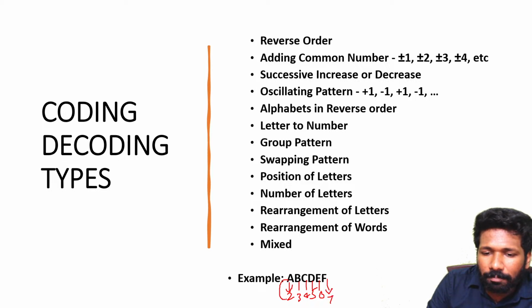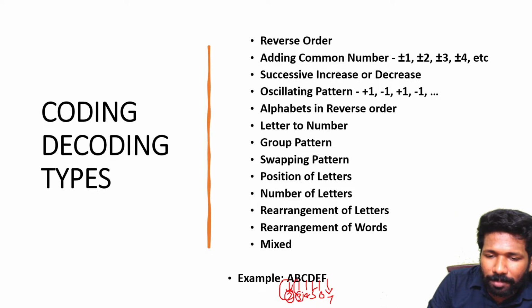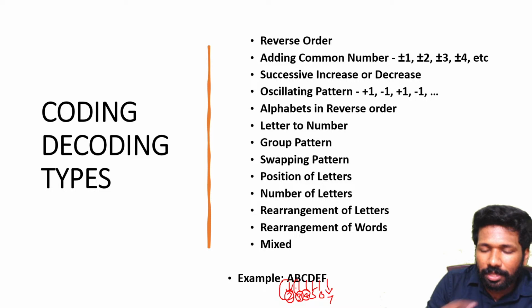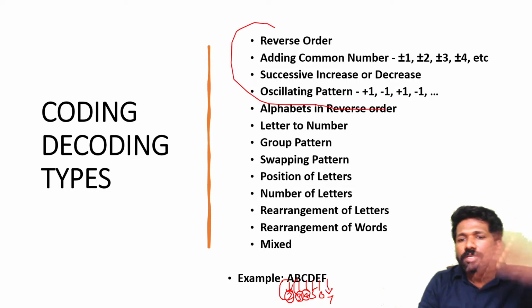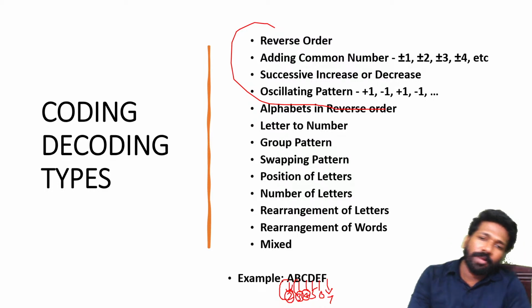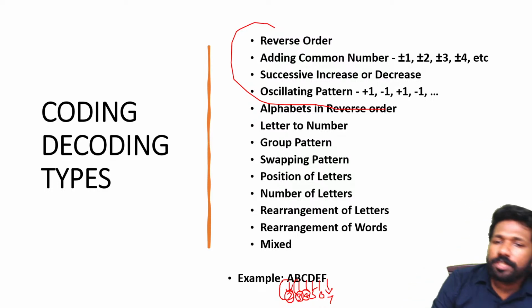Like the equivalent number of A is 1, 1 plus 1 you did. B equivalent is 2, 2 plus 1 is 3. So equivalent number there, what all rules we have discussed earlier can be used there also. Instead of letter to letter, letter to number also all these codes can be done.